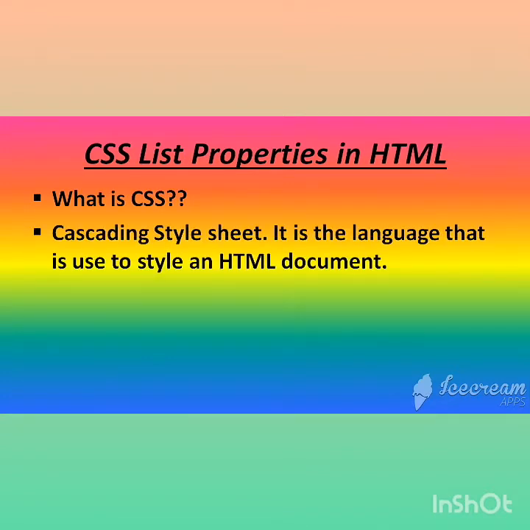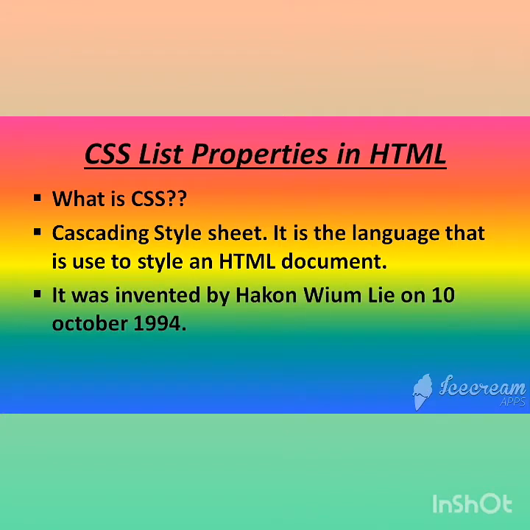Cascading Style Sheet. From the name, it is clear that it is going to give some style to our web page. It is the language that is used to style an HTML document. It was invented by Håkon Wium Lie on 10th October 1994. At that time, Lie was working with Tim Berners-Lee. Who was he? You remember? He invented HTML.